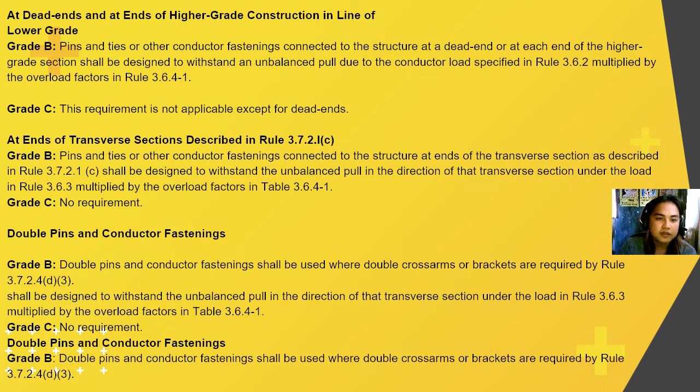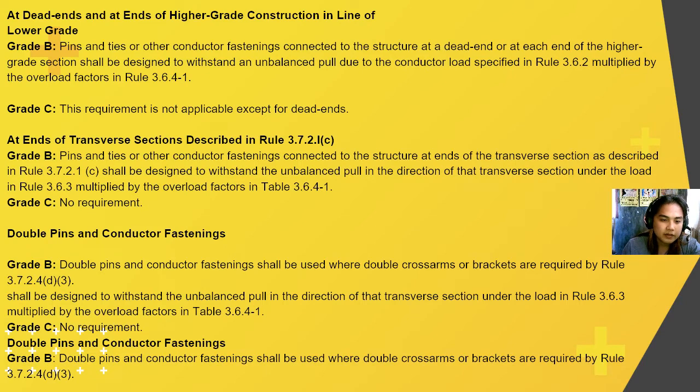At ends of transverse section described in Rule 3.7.2.1, for grades B and C, pins and ties or other conductor fastening connected to the structure at the ends of the transverse section described in Rule 3.7.2.1 shall be designed to withstand the unbalanced pull in the direction of the transverse section under the load in the rule, multiplied by the overload factors in Table 3.6.4-1. For grade C, we have no requirements.